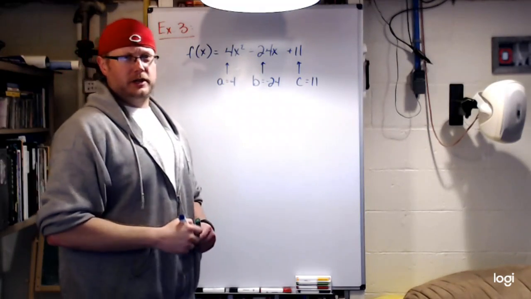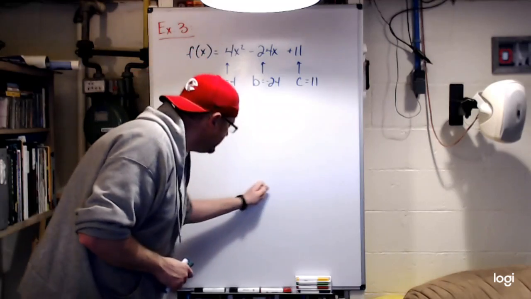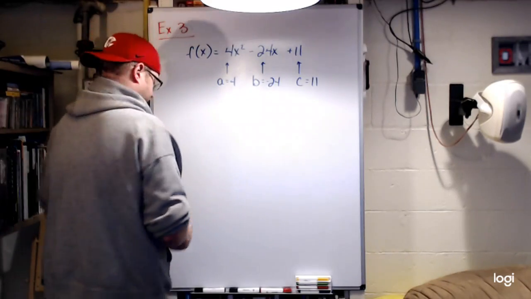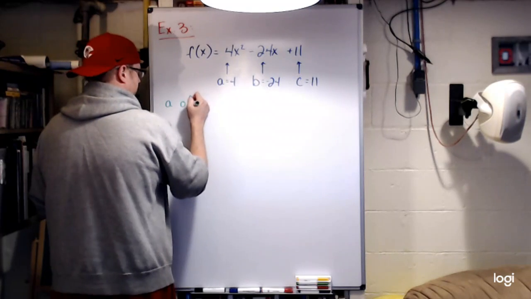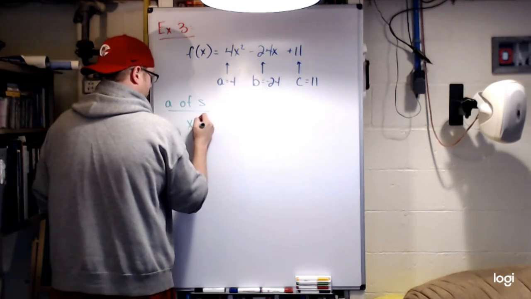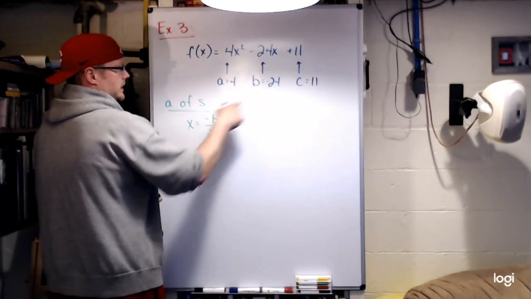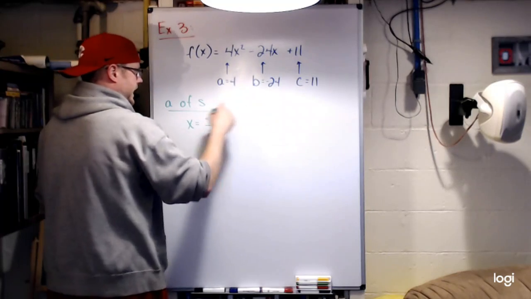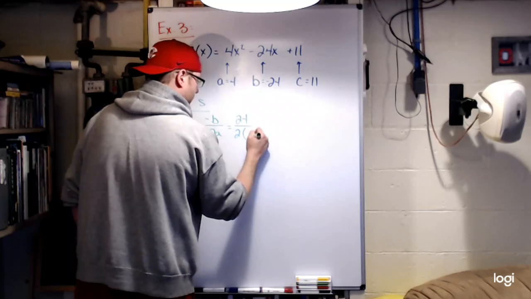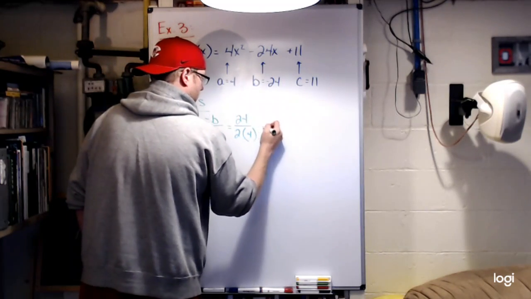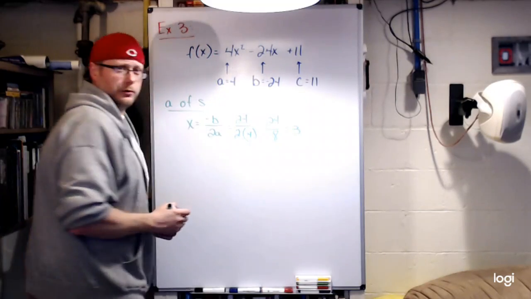Those of you paying close attention, we can see A is positive, so this one's going to have a minimum, right? It's going to dip down and curve back up. So let's go ahead, find my axis of symmetry, A of S. X equals negative B over 2 times A. Negative B, well, B is already negative 24, so negative B is going to be positive 24 over 2 times 4. It's going to be 24 over 8. Axis of symmetry is going to be 3. Okay?